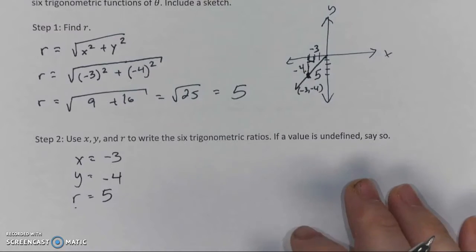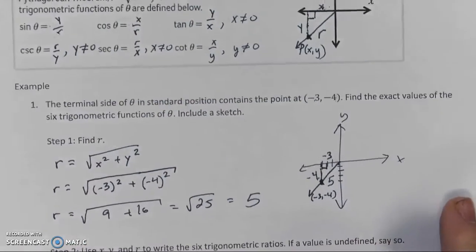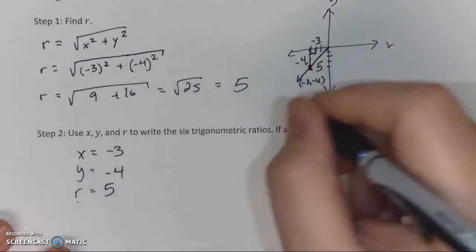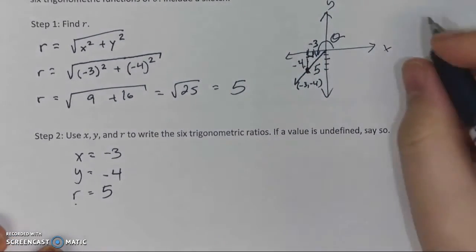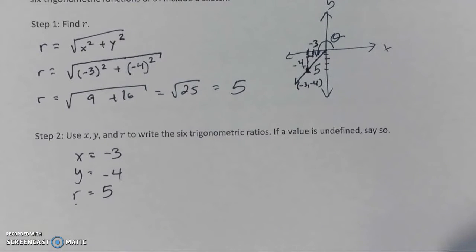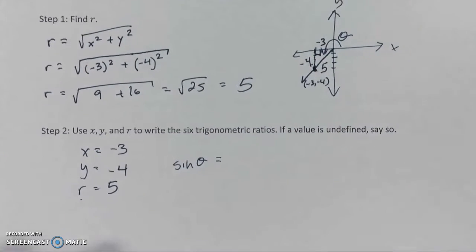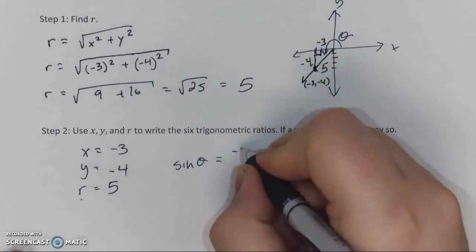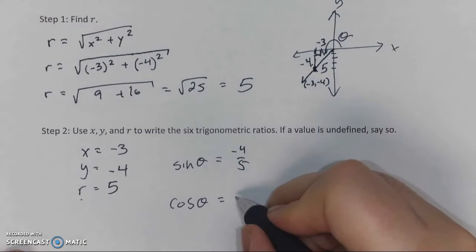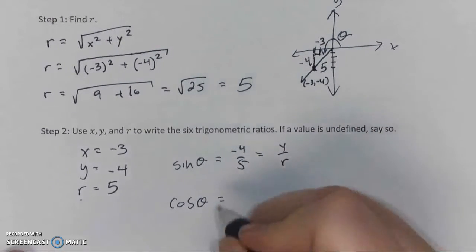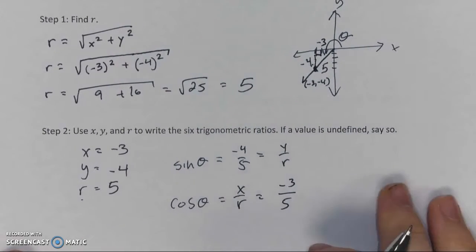So then, finding the 6 trig ratios for this, we're just going to use what we defined above. So sine theta, I guess we should probably draw our angle measure in here. This is theta. So sine of theta is going to be y divided by r, so this is going to be -4 divided by 5. Cosine of theta is going to be x divided by r, which is -3 divided by 5.